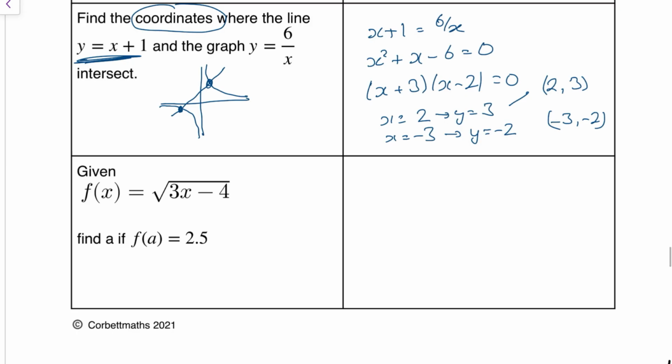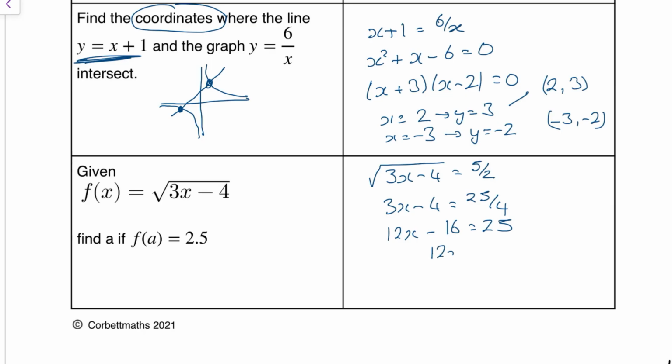Next and final question today. Given that f of x equals this thing here, find a if the output is 2.5. Right, so let's just write that out and solve it. So I'm going to write it slightly different. I'm going to write 3x minus 4. It's not 2.5, but I'm going to write 5 over 2, because I think that might help me a little bit. And then square both sides, so 3x minus 4 is equal to 25 over 4. Then I'm going to multiply everything by 4, so that's going to be 12x minus 16 equals 25. And I add 16 to both sides, so 12x is equal to, well, 25 plus 16 is 41. Divide by 12, so therefore x equals 41 over 12.